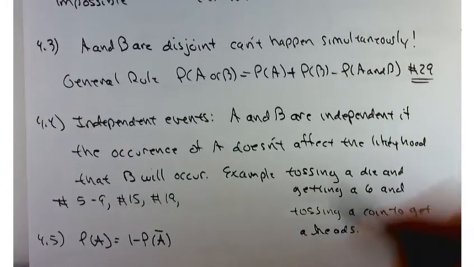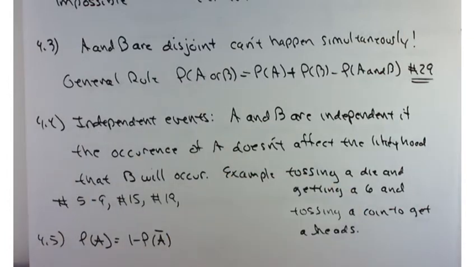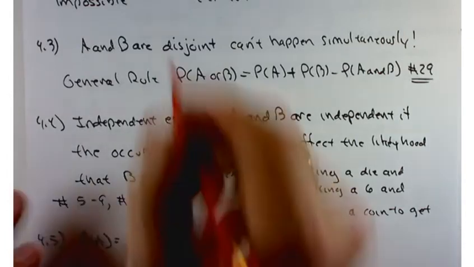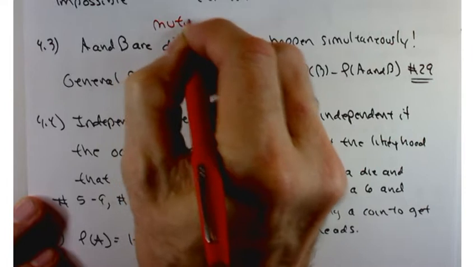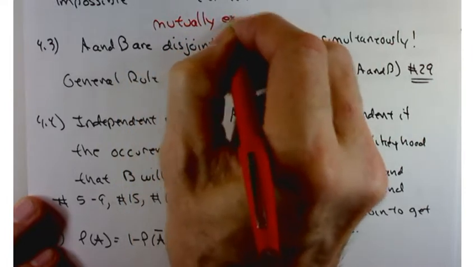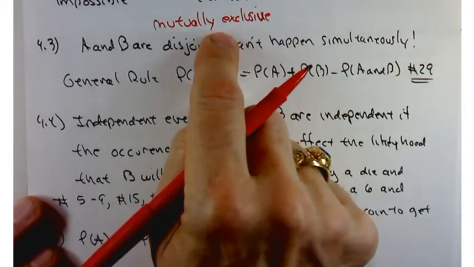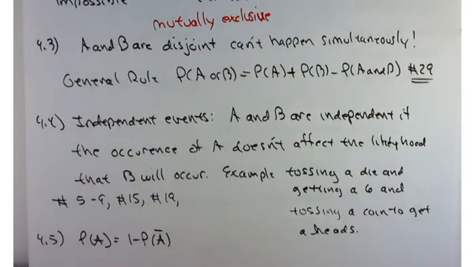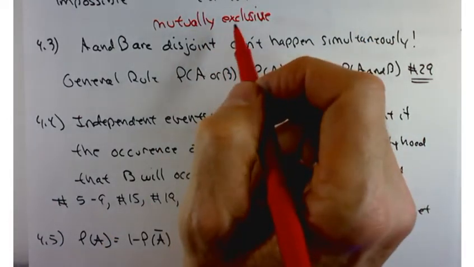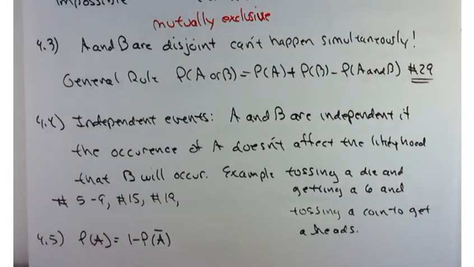More into probability: A and B are disjoint. There's another name for disjoint, and that is mutually exclusive. I tend to prefer this one because the word sort of reflects what's going on here. One excludes the other. They each exclude each other. If you flip a coin and get heads, you can't get a tail, and vice versa.